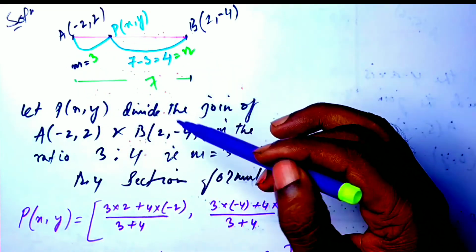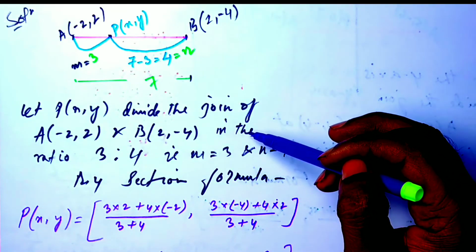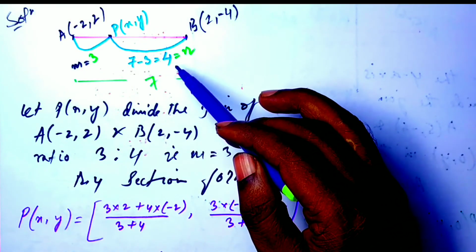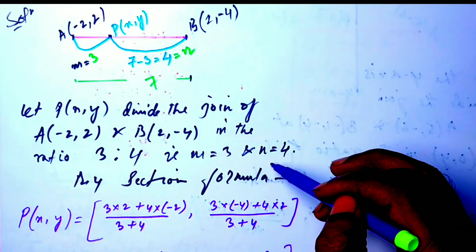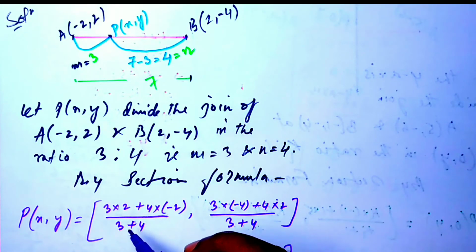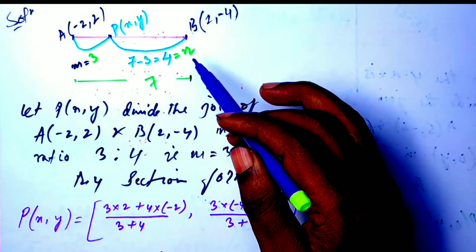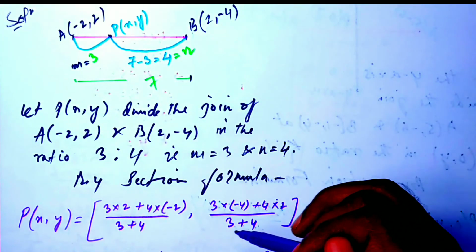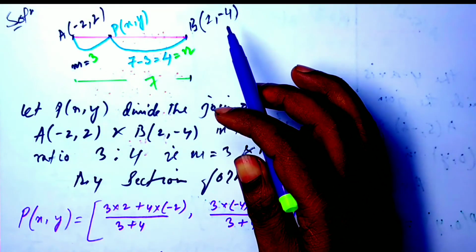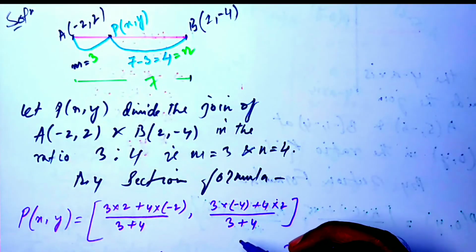Let P(x, y) divide the join of A(-2, 2) and B(2, -4) in the ratio 3 is to 4. That is m equal to 3 and n equal to 4. By the section formula we find out P(x, y) as (3 into 2 plus 4 into -2) divided by (3 plus 4), and again (3 into -4 plus 4 into 2) divided by (3 plus 4).